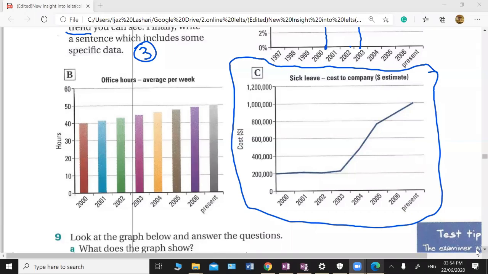Over the same period, these figures have also risen, but most significantly in the last 3 years. From 2000 to 2003, the pattern was stable, with costs being approximately 200,000. But since then, the figure has risen dramatically, hitting a peak of 1 million in the present year.